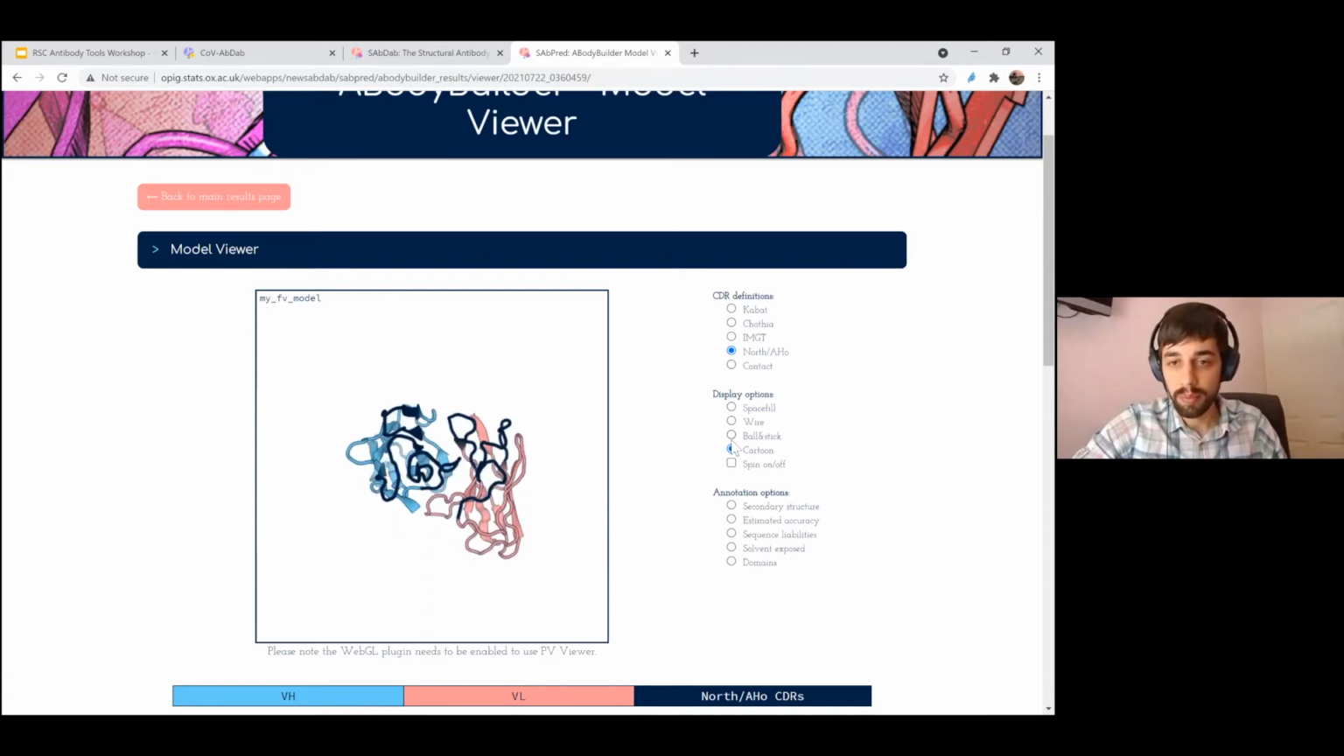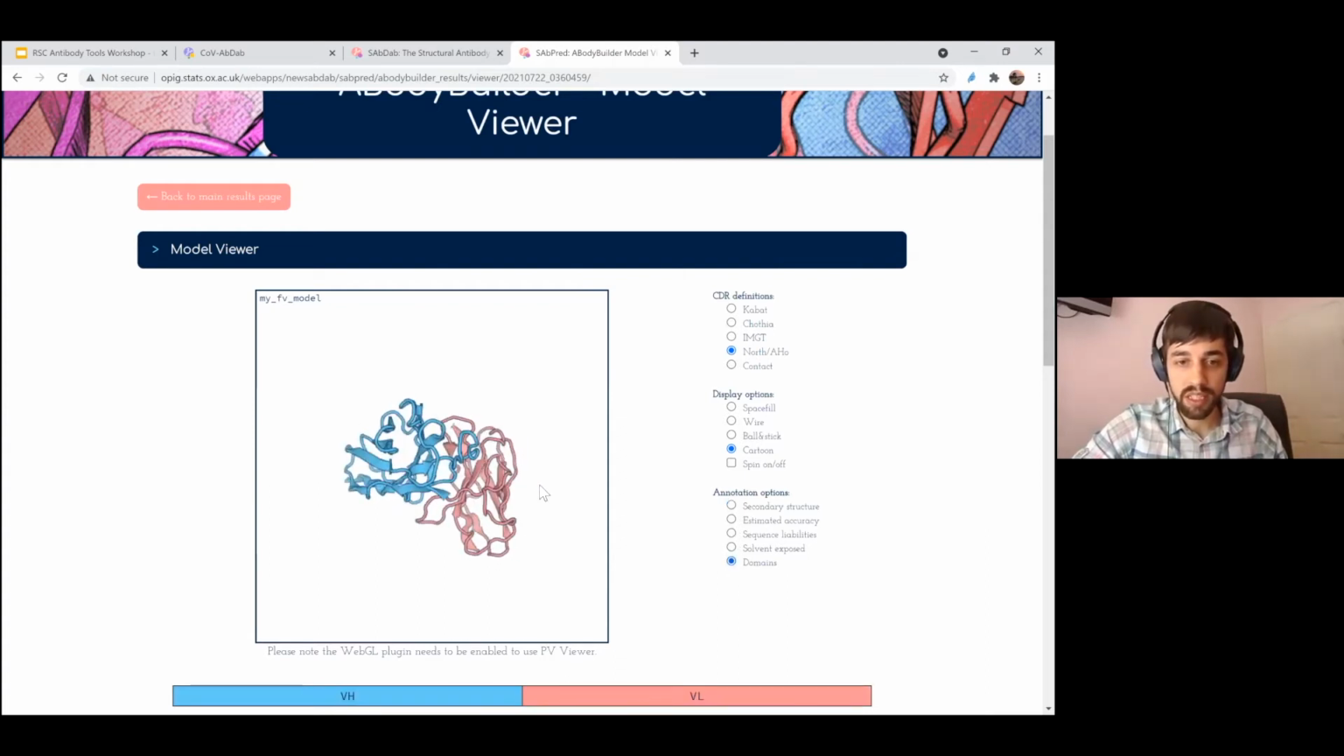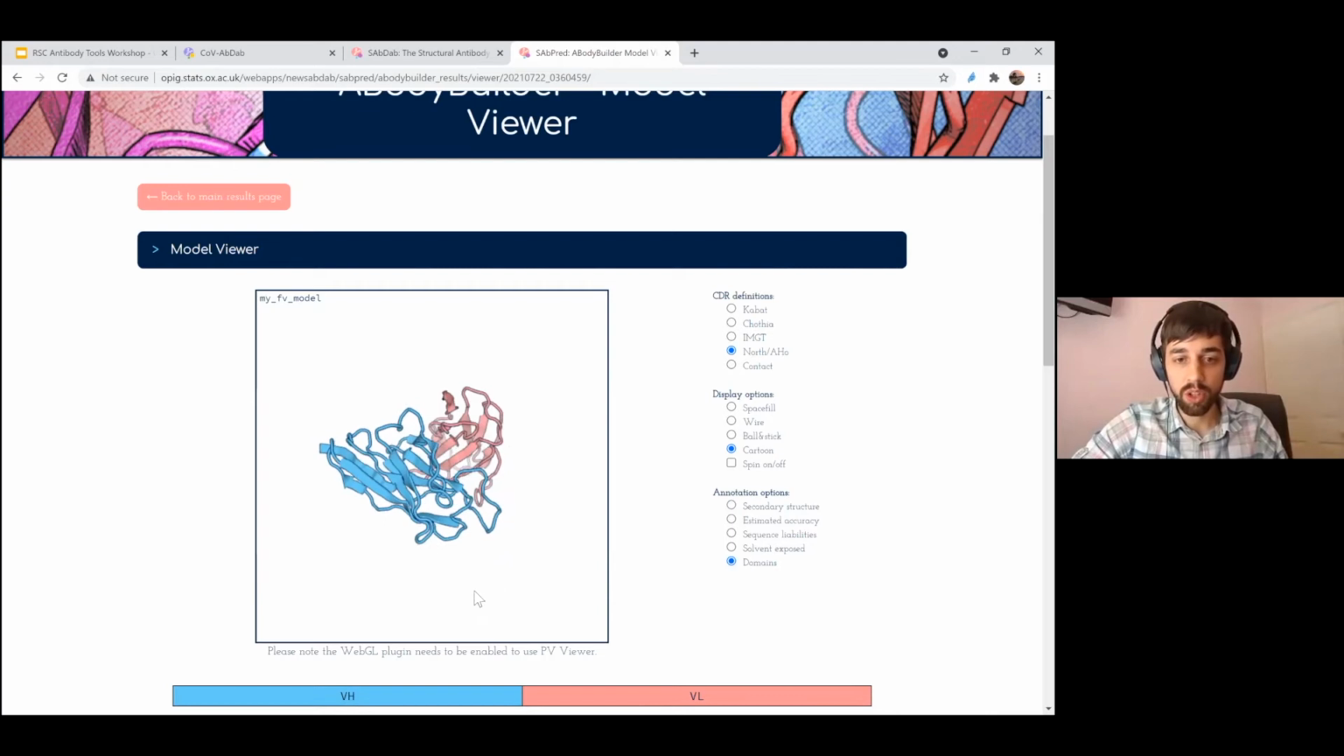We can pick out different representations for different bits of the structure, like secondary structure, so which bits are alpha helices or the loops. But we'll just stick with the domains. And this quite long loop is our CDRH3.